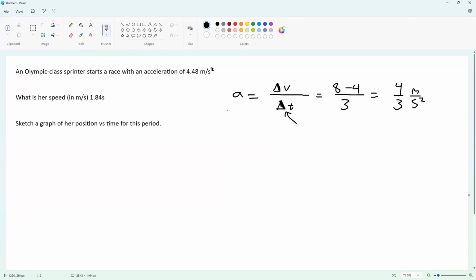Okay, so now that we understand acceleration, let's say an Olympic sprinter starts a race with an acceleration of 4.48 meters per second squared. We're making the assumption here that this is constant throughout this period of time. Can you infer what we're going to do with these two numbers to calculate her speed?